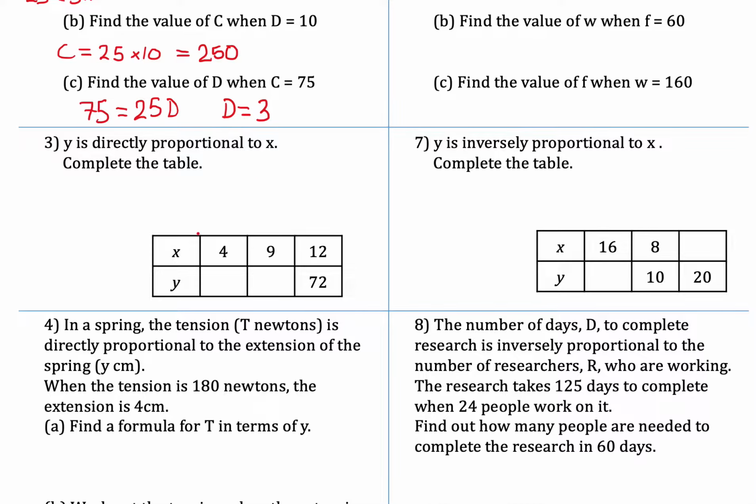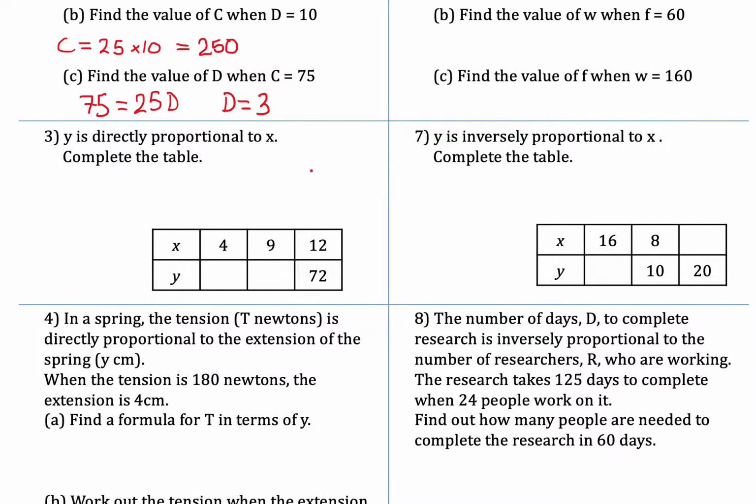Question 3 is a slightly different style of question, which they've started to ask a bit more recently. And they've given us a table here. Now, you can do it exactly the same way because we are told what x is and what y is, its corresponding value. So we can do it exactly the same way. Y is directly proportional to x. So y fish x, y equals kx therefore. Change that fish to an equals k.